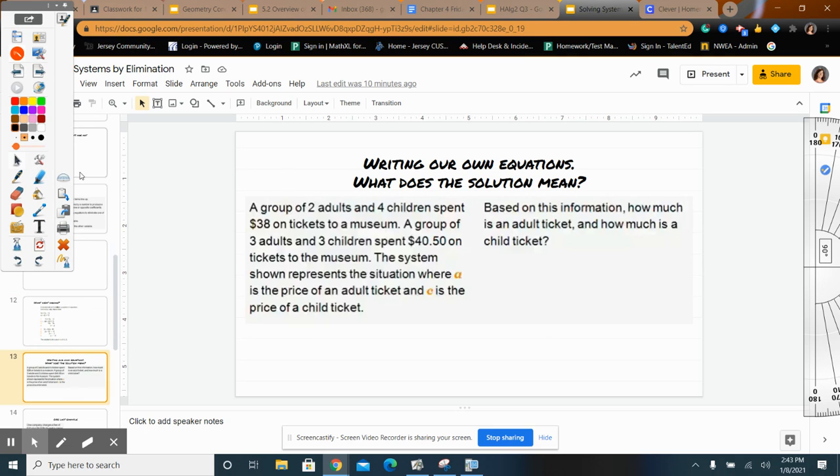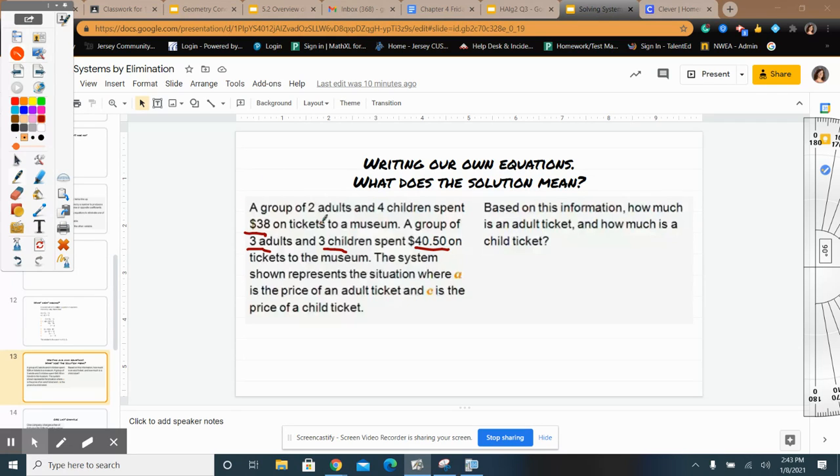Okay, can we write our own equations and solve them? What does that solution mean? A group of 2 adults and 4 children spent $38 on a ticket to a museum. A group of 3 adults and 3 children spent $40.50. Looks like two facts to me. We are going to write a system of equations. A is an adult ticket, C is a child.